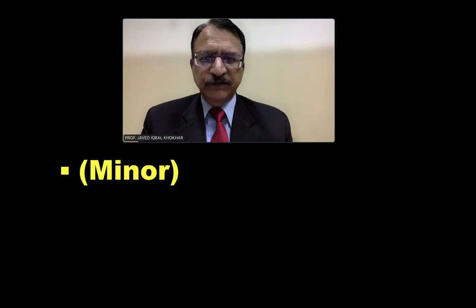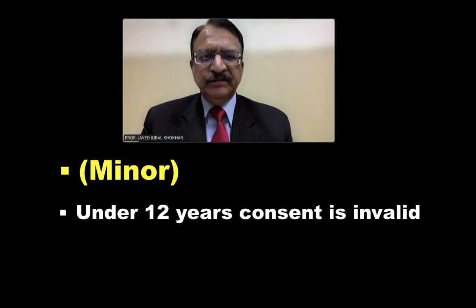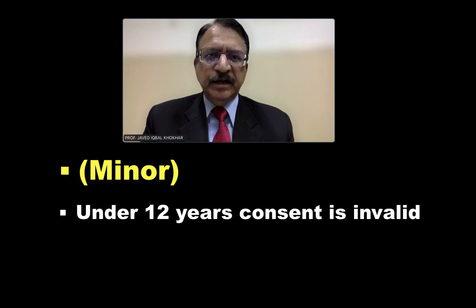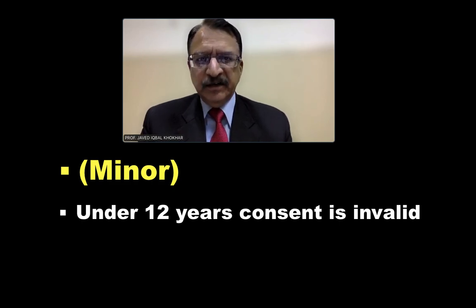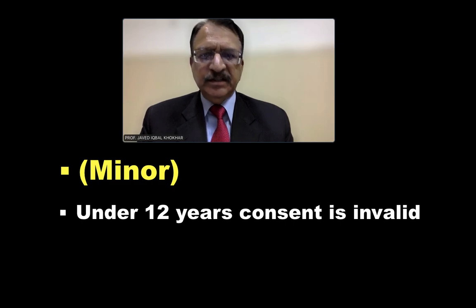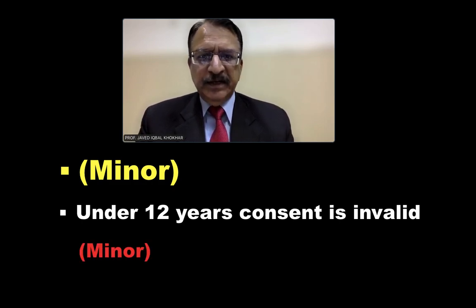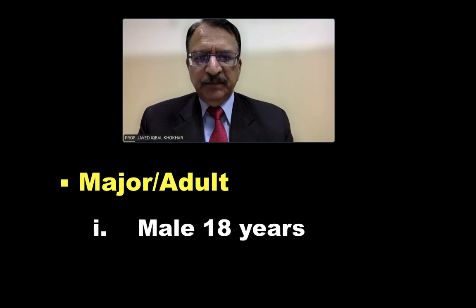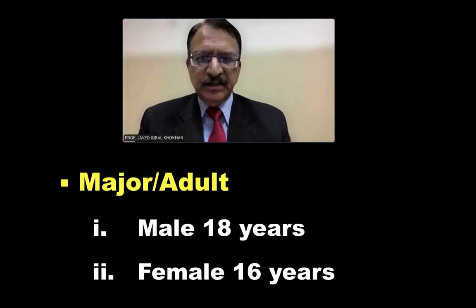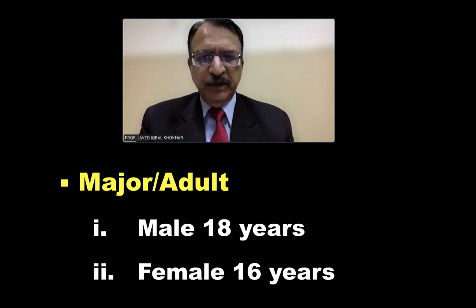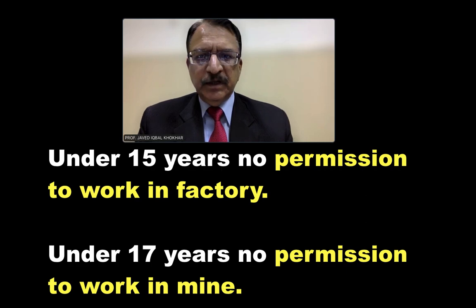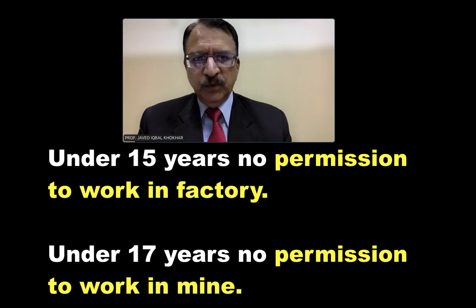Similarly, regarding the role of consent, for a minor under the age of 12, his consent alone is invalid and his guardian or the parents will give the consent, and he is regarded as a minor. Then the major or the adult, male of 18 years of age and female of 16 years, they are responsible to give consent. Under 15 years of age, no permission to work in the factory, and under 17 years, no permission to work in mines. So these are various ages where certain works are not allowed.